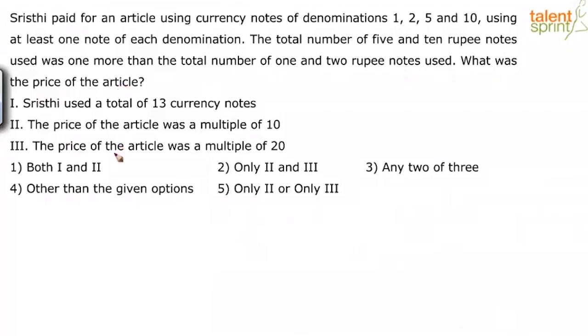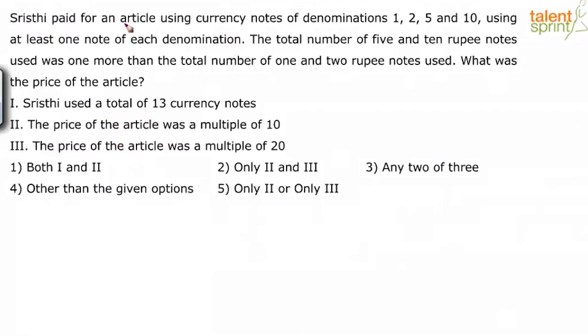So basically this is a question from data sufficiency, where a question statement has been given followed by three statements. We have to figure out the right answer from the given options, meaning which of these statements would be sufficient for us to solve the given question. So what does it say?